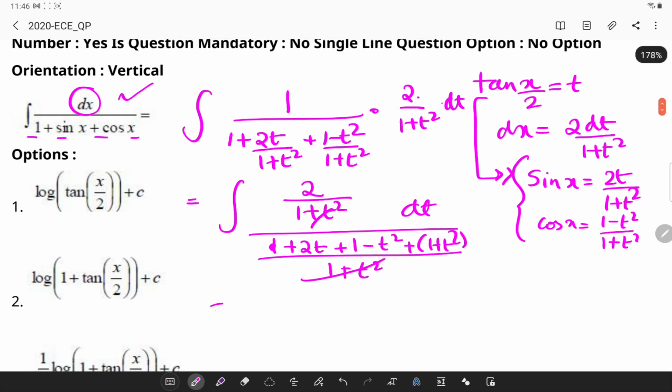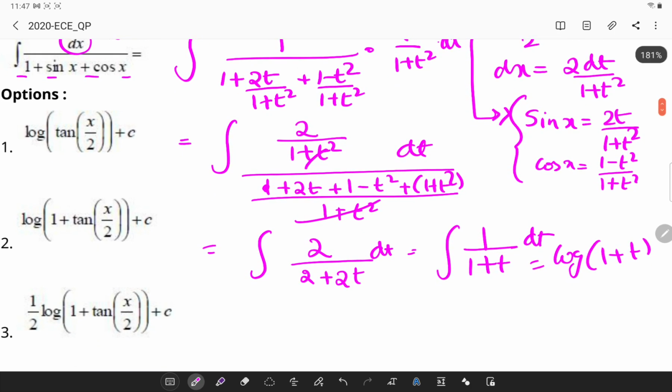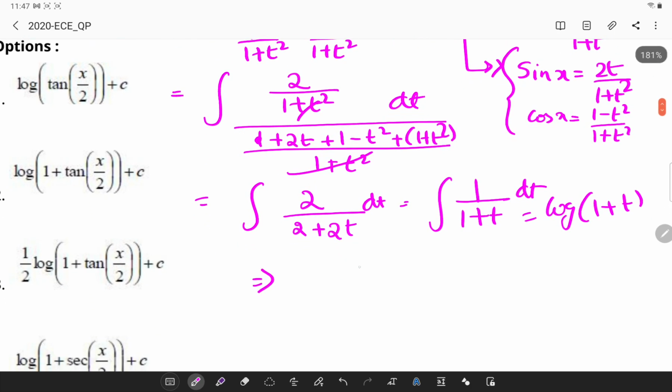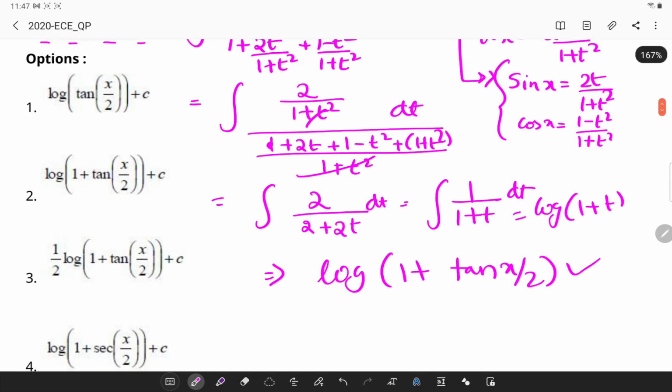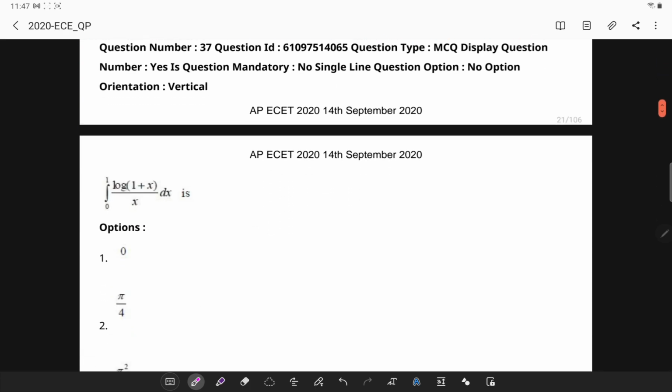So I'll be having integral 2 by 2 plus 2t dt, which is simply 1 by 1 plus t dt, which is log mod 1 plus t integration. So I can simply substitute as log of t is tan x by 2. The answer will be option number 2.